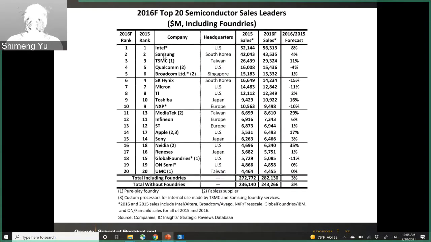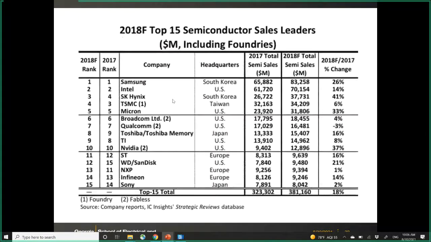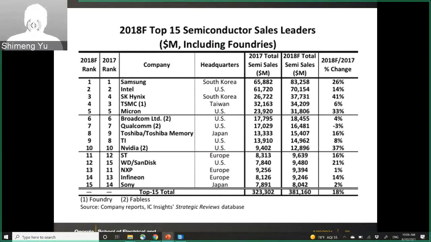And then 2016, roughly the same: Intel, Samsung, TSMC, Qualcomm, and so on. And in 2018, now you will see that the memory business really kicks off. Samsung becomes number 1 because Samsung dominates the memory market. Intel dropped to number 2, and SK Hynix, a pure memory company, ramped up to number 3. And then Micron, a memory company with DRAM and NAND flash.